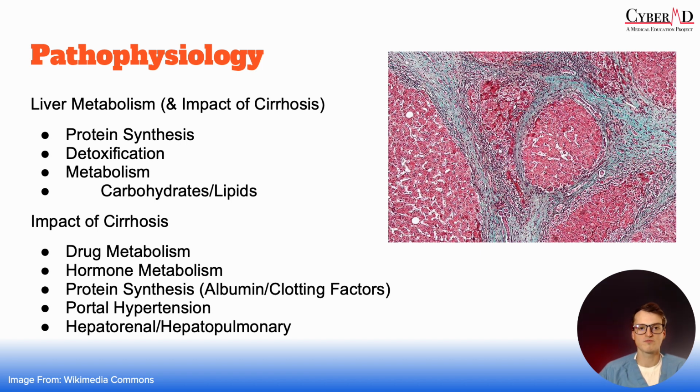Regarding metabolism, the liver is central in carbohydrate and lipid metabolism. Cirrhosis disrupts those processes, and that's going to lead to metabolic imbalances. And that can affect glucose regulation, which can contribute to hypoglycemia, and it can alter lipid profiles. So those are all things to think about regarding metabolism in cirrhosis.